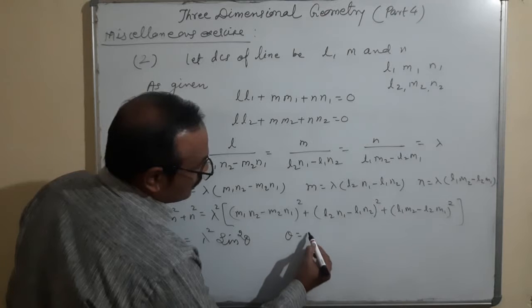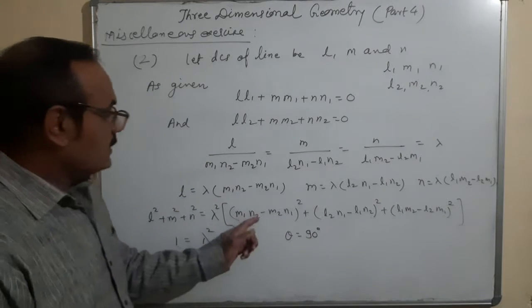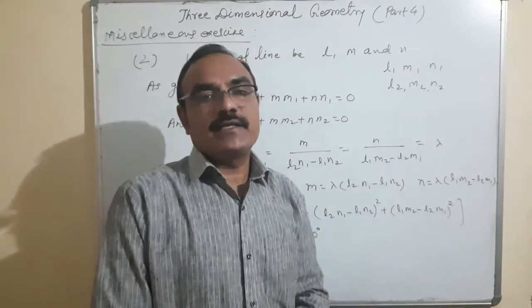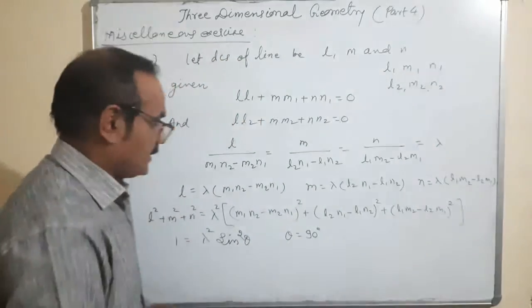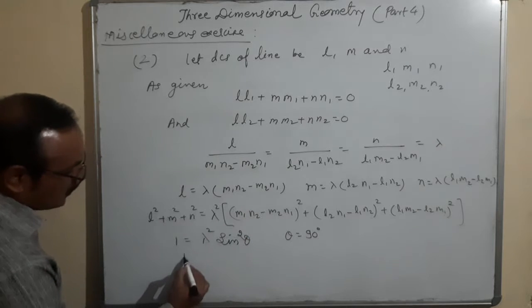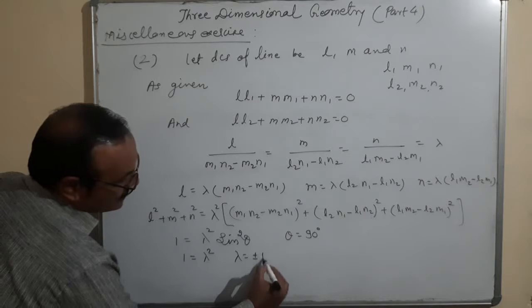theta is equal to what? Theta is equal to 90. Why 90? Because these lines are mutually perpendicular to each other. What does it mean? The angle between them is 90 degrees. So theta is equal to 90 and sine 90 is 1. So 1 is equal to lambda square. Therefore lambda is equal to plus minus 1.